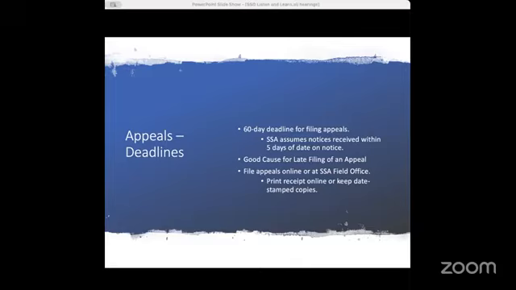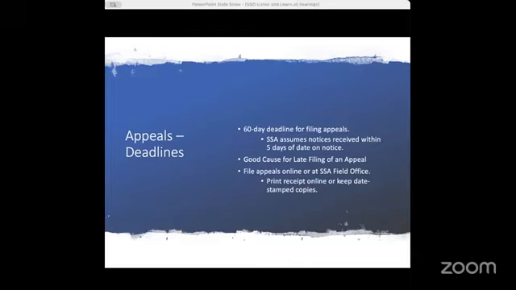A typical example of good cause would be, let's say you were very sick and you were in the hospital for much of your appeal period, and you didn't get the letter because you were in the hospital. You would want to explain this to Social Security and ask that you be allowed to submit a late appeal because you have good cause.